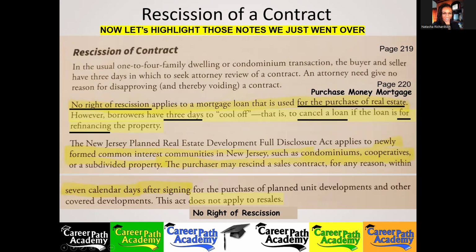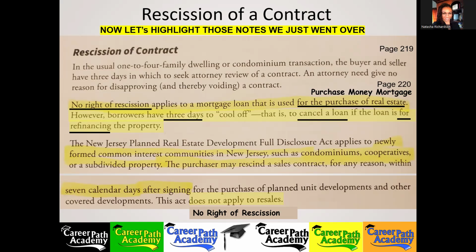Yeah, the New Jersey Planned Real Estate Development Full Disclosure Act, cooperatives, subdivided property, the purchase. The next sentence is a little different. It's a purchase... Let me snap some pictures of that. Okay, the purchase is after under both laws. They just added a couple words, but it is a little bit different. So I'll take some screenshots and update that.